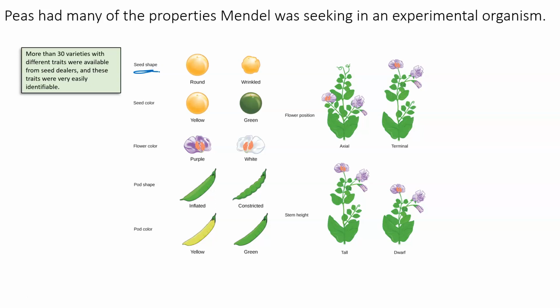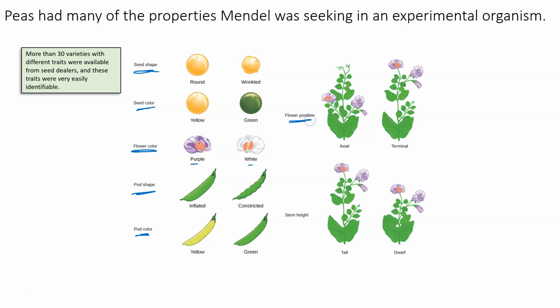We call them round and wrinkled. It is very easy to see when you're looking at the peas that were produced whether or not they exhibit the round trait or the wrinkled trait. Seed color, yellow or green. Flower color, purple or white. Pod shape, inflated or constricted. Pod color, yellow or green. Again, all of these are very easy to identify.